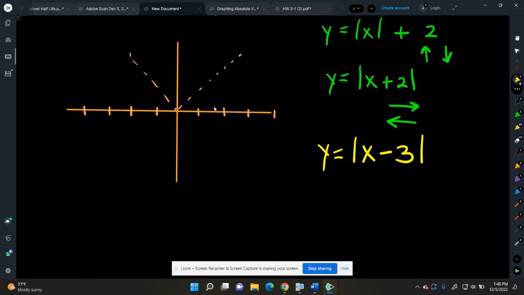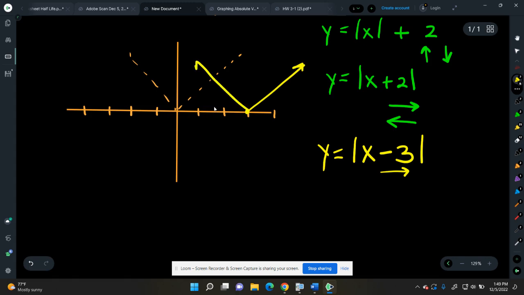Jackson, what do you think happens? Moves to the right 3. Yes, moves to the right 3. Why not left? Because it goes the opposite of what's inside there. When it's inside, it goes the opposite, and it goes left and right. When it's outside, it goes up and down based on what the actual number is. Okay?